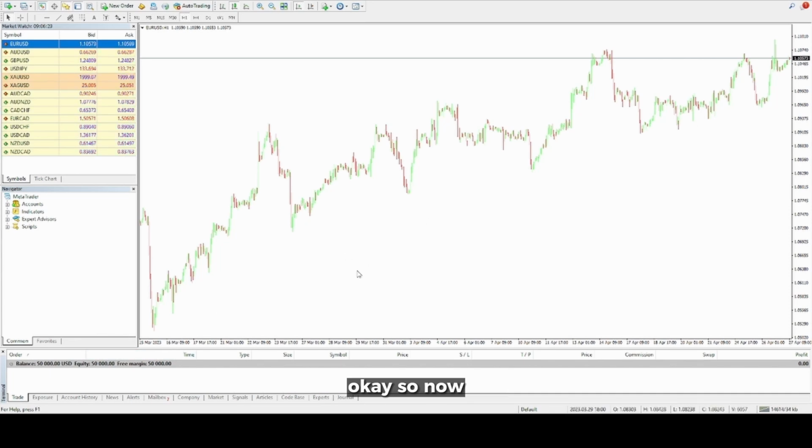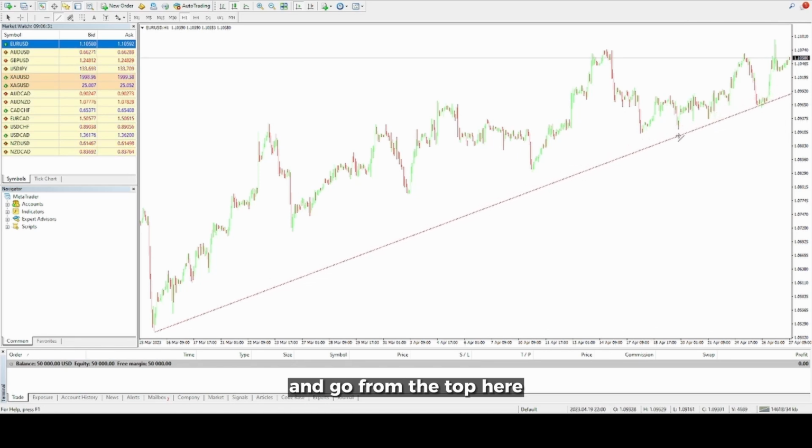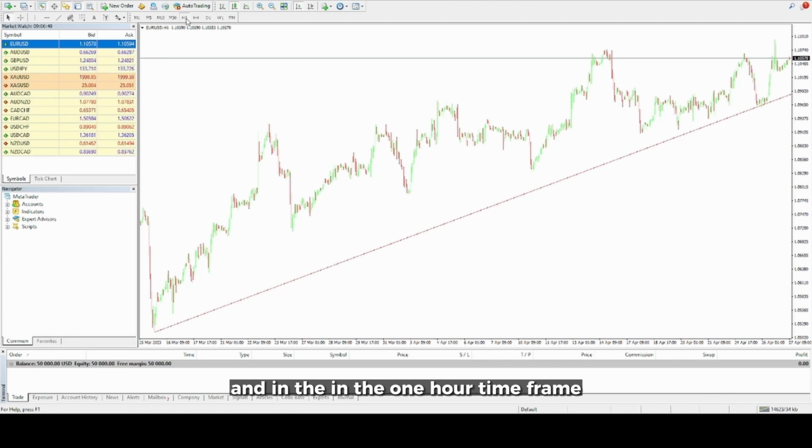Okay, so now I can tell easily that the trend is higher. All I do is draw a trend line: click on the trend line tool here, and go from the bottom to the top here. Now it's jumping out at me. I'm sorry, I can't help but show you that it's so obvious. As soon as I clear my chart, the one thing that becomes obvious is the price is actually going up in the 1 hour time frame.